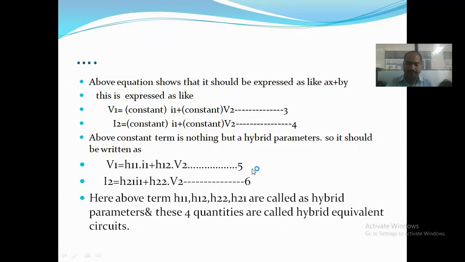Okay, now we have to find out the particular value, means what do you mean by H11, what do you mean by H12, what do you mean by H21 and what do you mean by H22, that we have to calculate in the next slide, right? So इथपर्यंत लक्षात आलंय का? Yes, sir. Okay. Yes, sir.